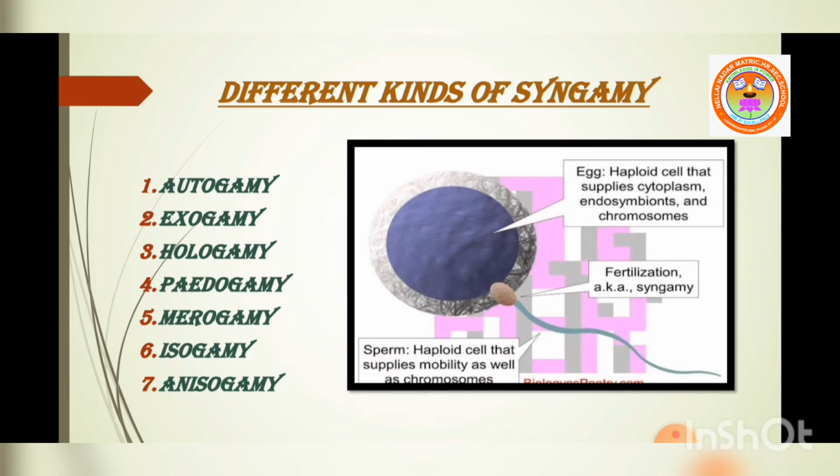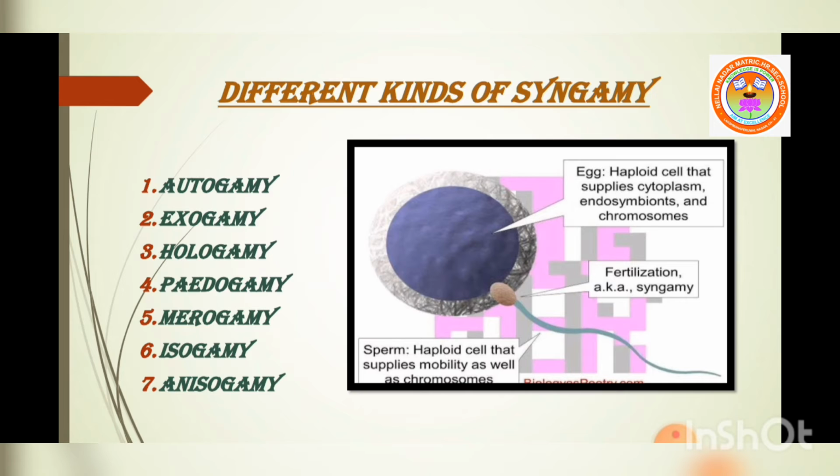So next, let me pass on to the different kinds of syngamy. We know what is syngamy. It is also called fertilization. Fusion of male and female gamete is called fertilization. So different kinds of syngamy are prevalent among living organisms. What are the different kinds of syngamy?